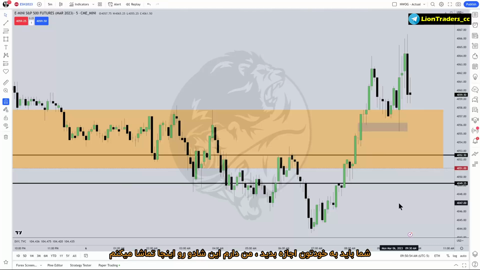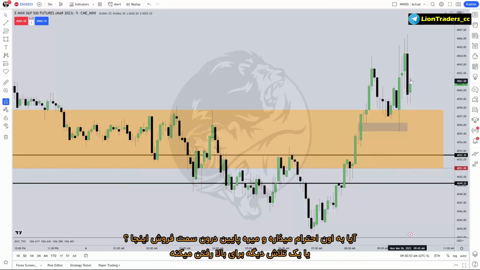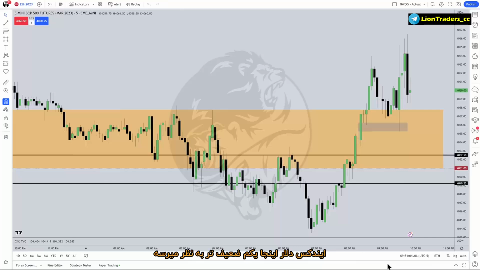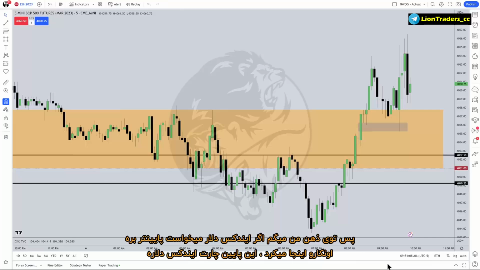I'm watching this wick here, the consequent encroachment of that wick. I'm watching: does it respect that and press down into the sell side here, or does it want to make another attempt to go higher? Dollar index looks a little softer in here. So in my mind, if the dollar was going to go lower, it would need to do it in here now.